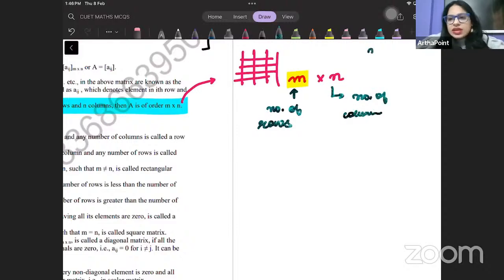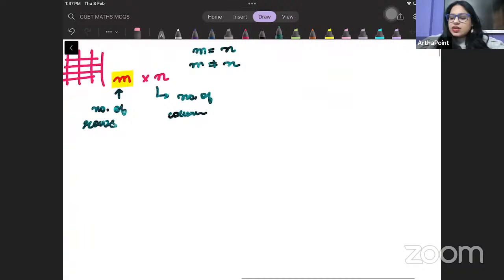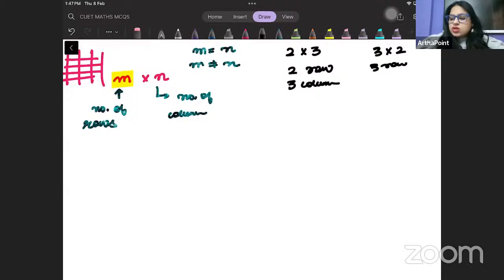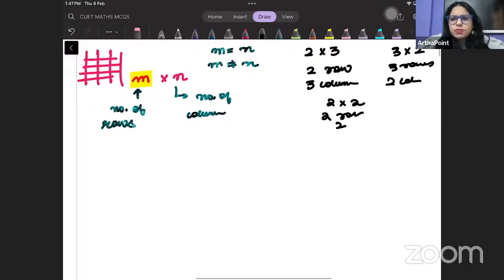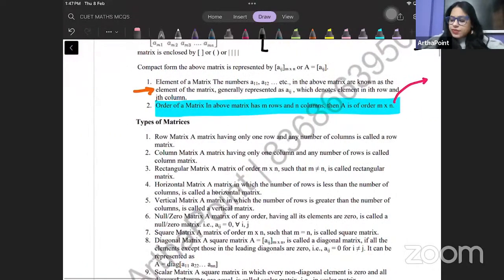ऐसा जरूरी नहीं है that M needs to be equal to N. No. M और N unequal भी हो सकते हैं. So I can go ahead and I can have a 2 cross 3 matrix, which means I will have 2 rows and 3 columns. I can have a 3 cross 2 matrix, which means 3 rows and 2 columns. And I can have a 2 cross 2 matrix also, which means 2 rows and 2 columns. तो कुछ भी order of the matrix हो सकता है.